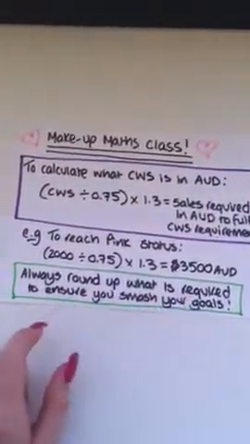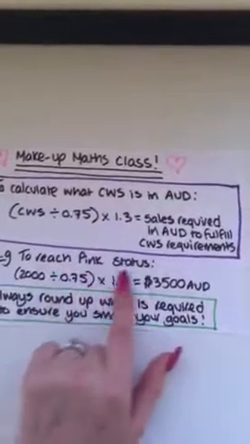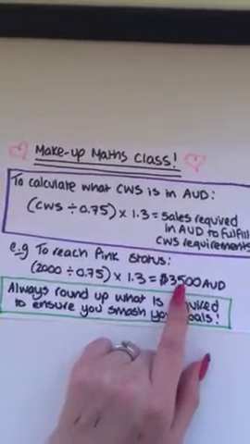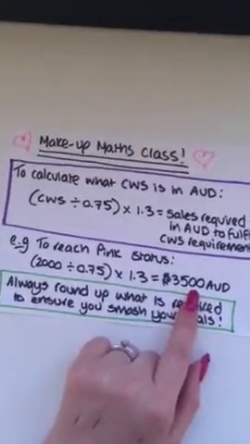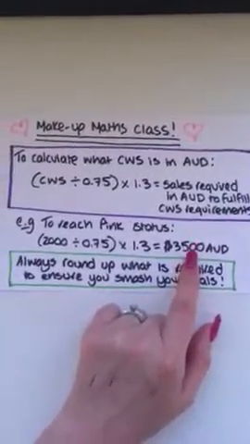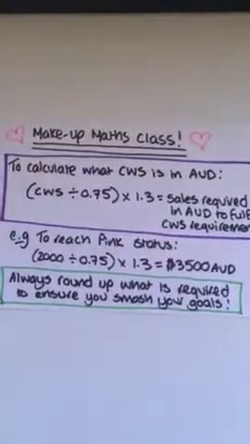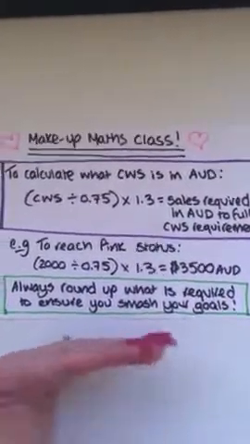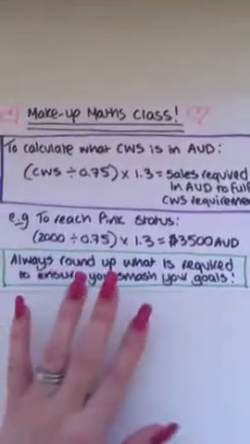Always round up what's required, because I think what that actually comes to is like 3,450 or something like that, but you don't want to just hit the mark and squeeze by. You can round it up to whatever you want, but round it up so that you're definitely passing that goal mark instead of just reaching it and no more, in case you fall short somehow.